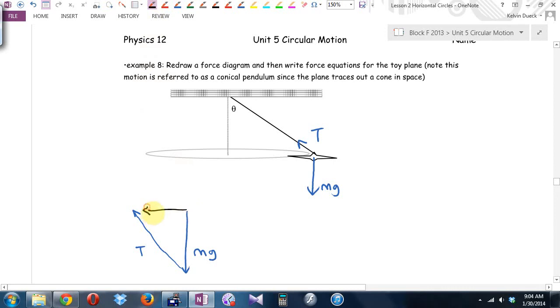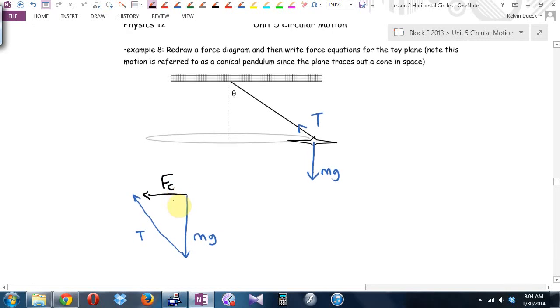There is centripetal force. They gave me this angle, which I'm pretty sure is that angle right there. See the Z? Yep.